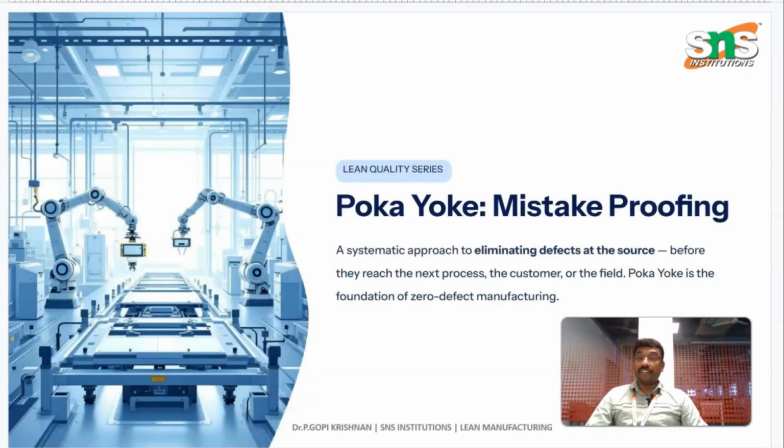Poka-Yoke, which gives the literal meaning of mistake proofing. Actually, the word Poka-Yoke is derived from the Japanese language, which gives the meaning of making the component, making the system mistake proof. So, Poka-Yoke is going to be the systematic approach for eliminating the defects at the source before they reach the next process, the customer, or the field.